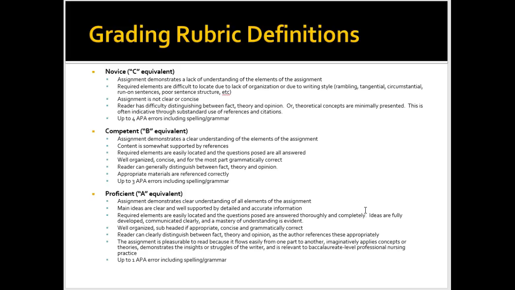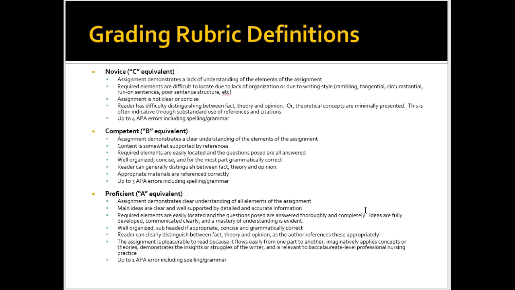The definition of proficient or an A equivalent is as follows. The assignment demonstrates clear understanding of all elements of the assignment. The main ideas are clear and well supported by detailed and accurate information. The required elements are easily located and the questions posed are answered thoroughly and completely. Ideas are fully developed, communicated clearly, and a mastery of understanding is evident. Well organized, subheaded if appropriate, concise and grammatically correct.